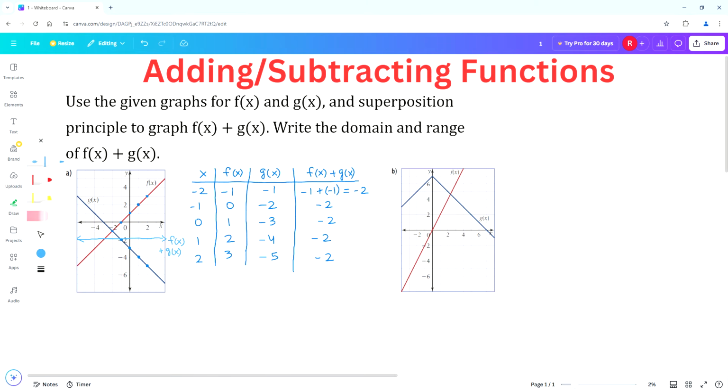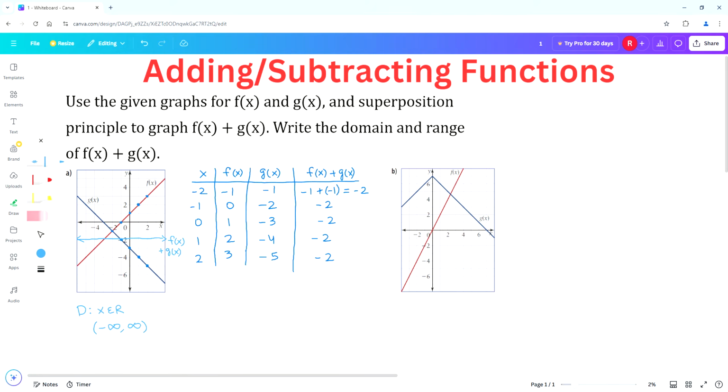Now we can write the domain and range of f(x) + g(x). Domain is the set of all possible x values for a function. f(x) + g(x) represents a horizontal straight line, so there is no restriction on the domain. So the domain should be all real numbers. In interval notation, we can write the domain as negative infinity to positive infinity.